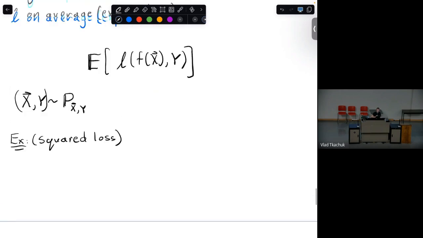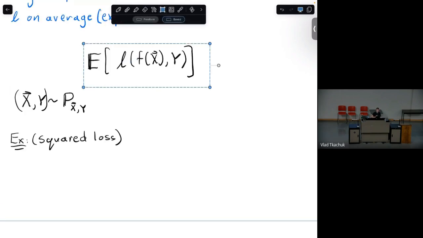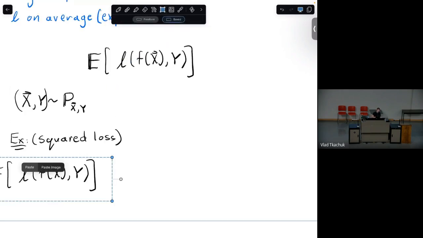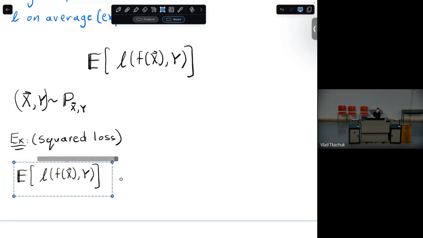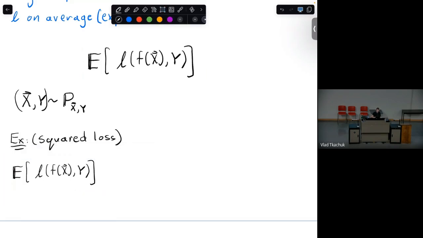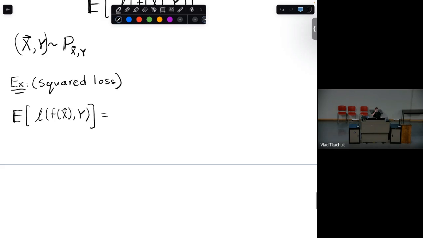Okay. I take this thing, paste it here and make it smaller, and now I write it out. First thing is that we have a loss, and I'm plugging in the squared loss, so let's plug that in.